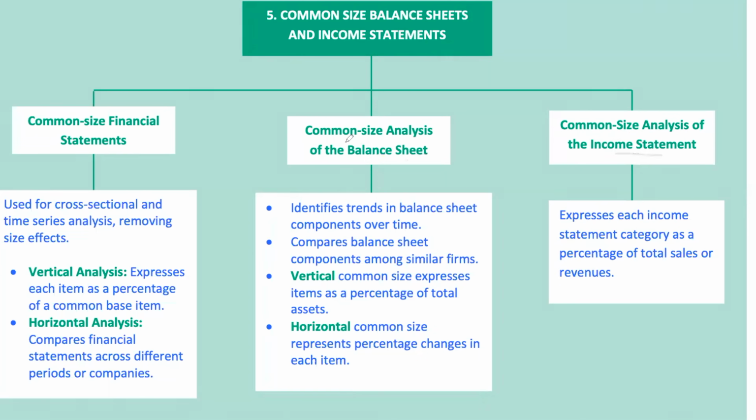In a common size balance sheet, we express each item as a percentage of total assets. For the income statement, we express items as a percentage of total sales or revenues.